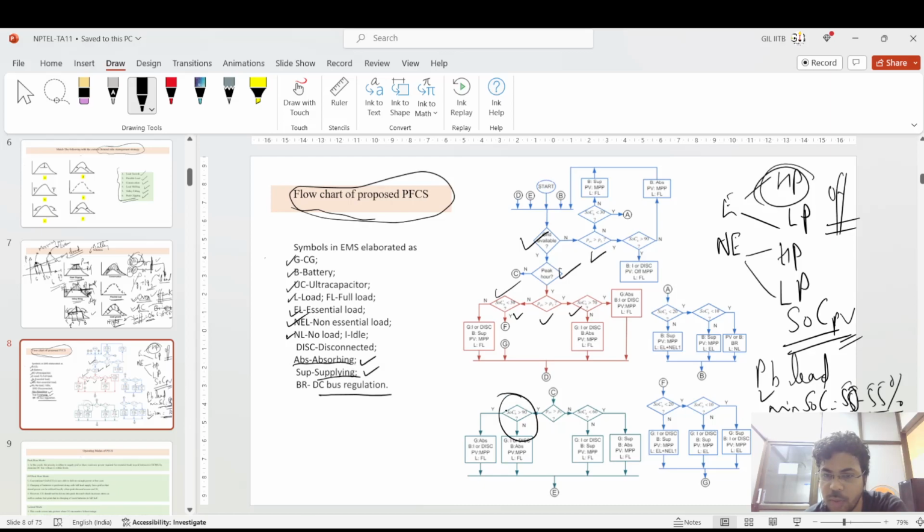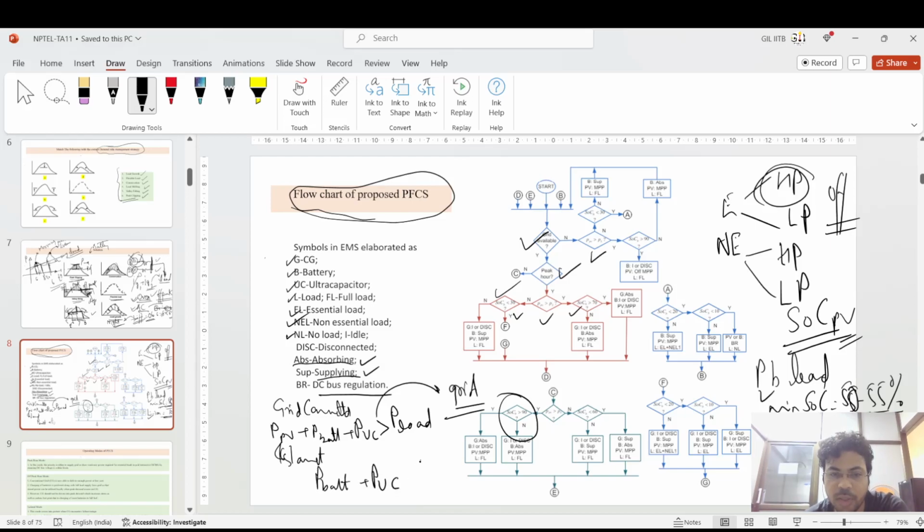And the second thing is that when you are monitoring the SOC of the battery, you have to check the PV and the load as well. And the second is the MPPT operation. Suppose your grid connected system is there, with PV, battery, and ultra capacitor. The extra power which is generated can go to the grid, if it is a grid connected system. But if it is an islanded situation, where will this extra power go? In that situation, P battery plus P ultra capacitor is less than P load.